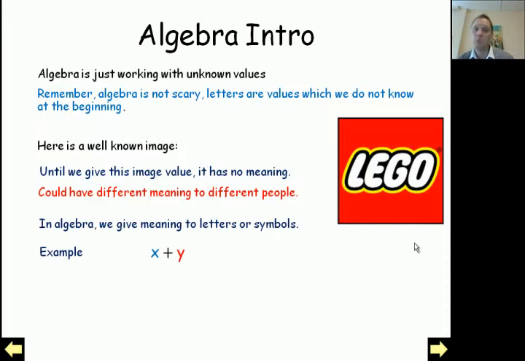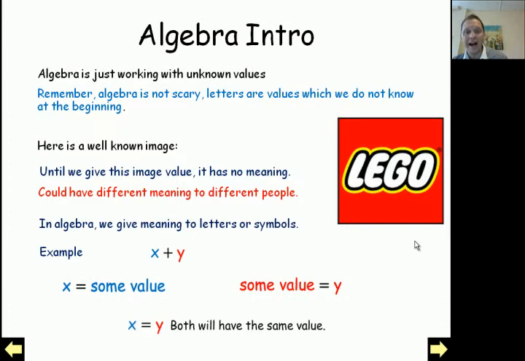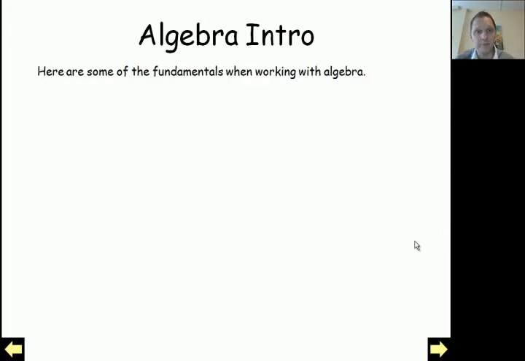So for example, x plus y, x will have some value, y will have some value. Now there could be the same values, there could be completely different values. As opposed to here, I've got x equals y. This will mean that the value of x is the exact same as the value of y because they are equal to each other.